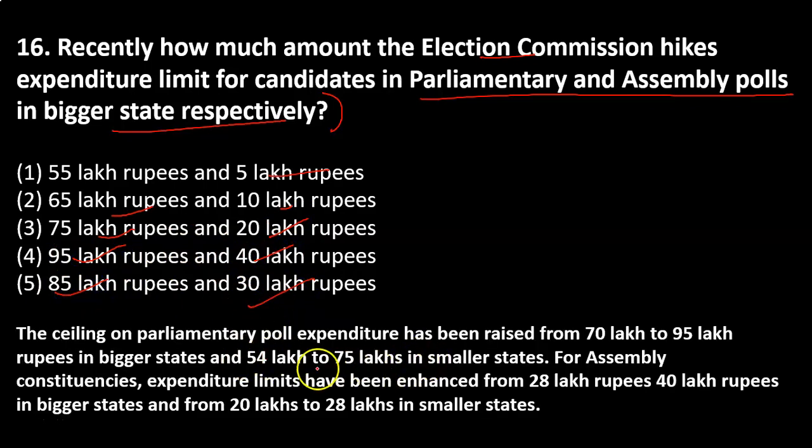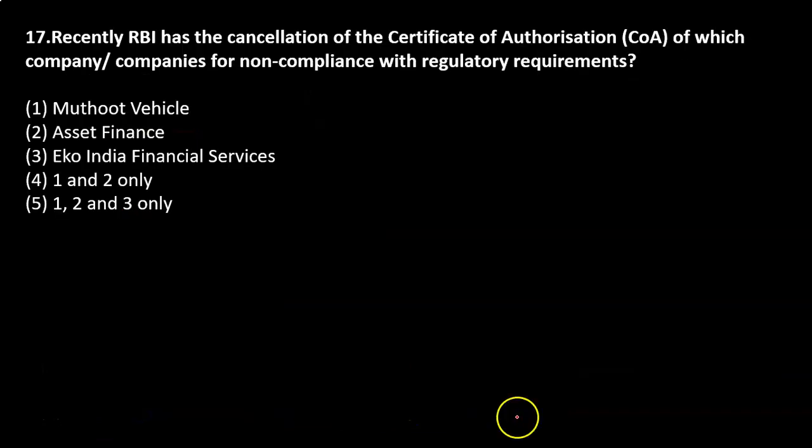So its answer is 50, bigger state. It has been raised from 70 lakh to 95 lakh for bigger states and 54 to 75 lakh in smaller states. So the answer is 4, that is 95 lakh rupees and 40 lakhs of rupees. And this expenditure limit has been enhanced from 28 lakh to 40 lakh of rupees in bigger states and from 20 lakh to 28 lakhs of rupees in smaller states.